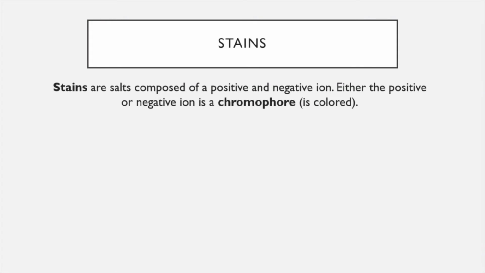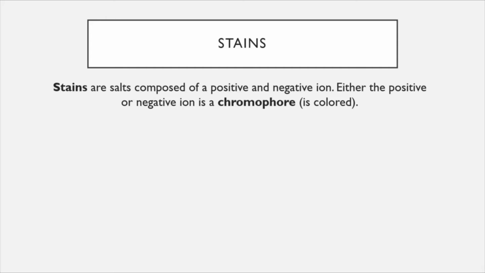Now let's talk about staining. So stains, on a chemical level, are actually considered salts that are composed of a positive and negative ion. Just like sodium chloride is composed of the positive ion sodium and the negative ion chlorine put together to form table salt, stains are composed in the same way. However, in the case of a stain, either the positive or the negative ion is something called a chromophore, which is a chemical compound that has a color associated with it that's visible to our naked eyes.